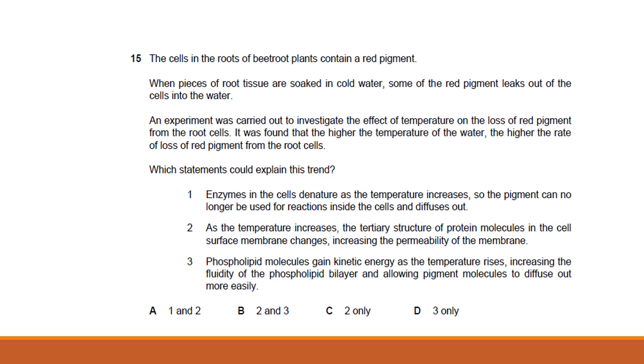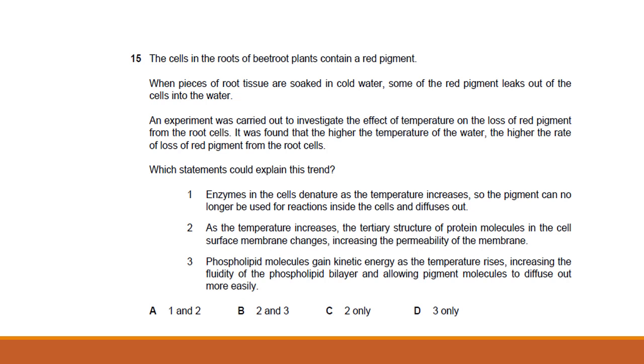Let's look at 15. The cells in the roots of beetroot plants contain a red pigment. When pieces of root tissue are soaked in cold water, some of the red pigment leaks out of the cells into the water. Already it sounds like an osmosis question, but I don't think that's what it is. An experiment was carried out to investigate the effect of temperature on the loss of red pigment from the root cells. It was found that the higher the temperature of the water, the higher the rate of loss of red pigment from the root cells. Which statements could explain this trend?